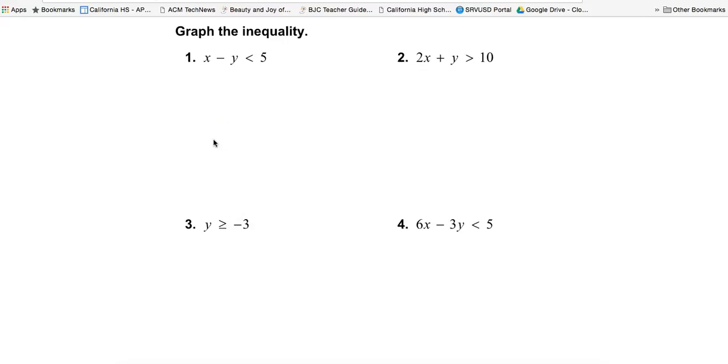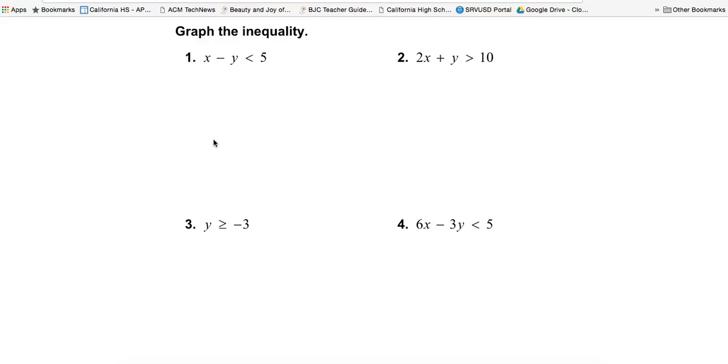Okay, this is section 3.6, and what we're focusing on here is inequalities and how we graph systems of nonlinear inequalities. So this is actually a warm-up right here, and what you're doing here is thinking back to linear inequalities.